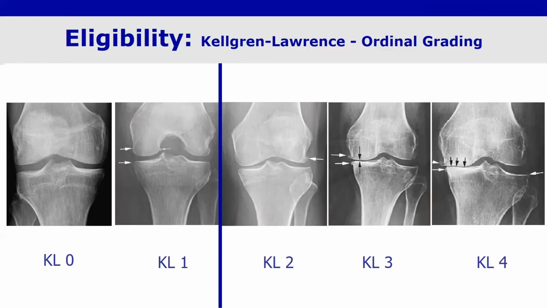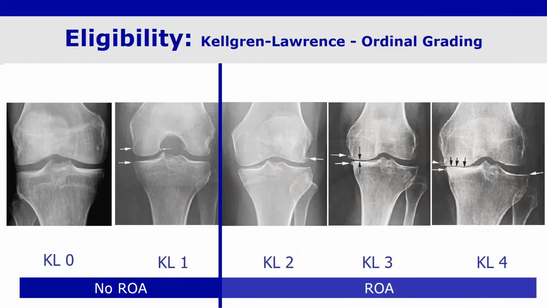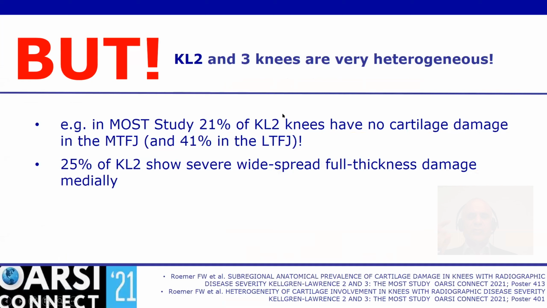When we're talking about clinical trials, it is usually those knees that have established osteoarthritis but are not end stage yet that are included in clinical trials. These are those that you see in this yellow box. Okay, and you may think, all right, we have a clearly defined patient population regarding structure, of early to moderate disease, but I'm not sure that is the case.